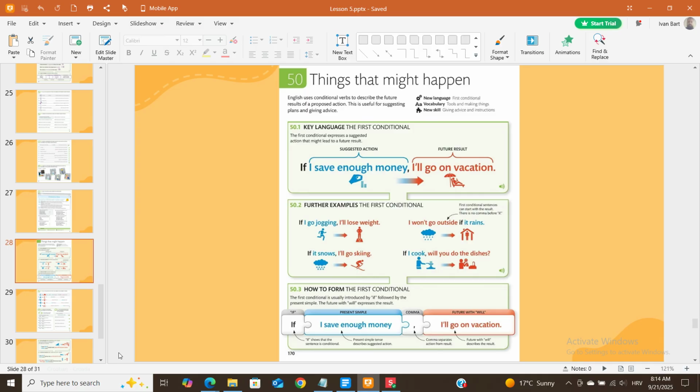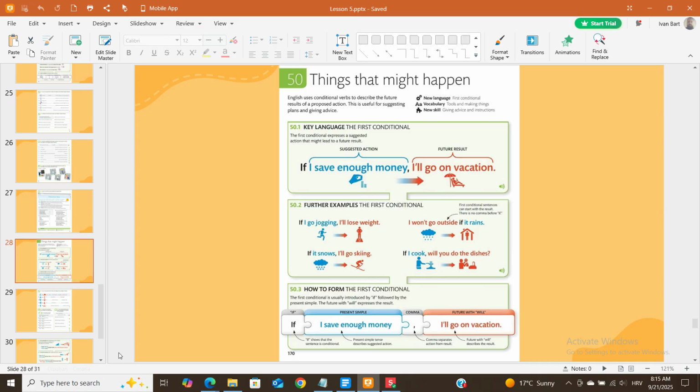50.2 Further examples. The first conditional. First conditional sentences can start with the result. There is no comma before if. I won't go outside if it rains. If I go jogging, I'll lose weight. If it snows, I'll go skiing. If I cook, will you do the dishes?